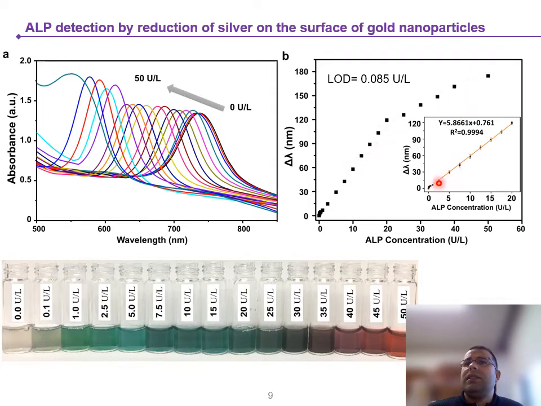and this is a linear relationship between shift in wavelengths and concentration of ALB. We found the linear relationship between 0.1 unit per liter until it reached 20, and the LOD for our experiment reached 0.085 unit per liter. And this is the change in color from blank 0 unit per liter until it reached 50, and this is the change in the color of our experiment.